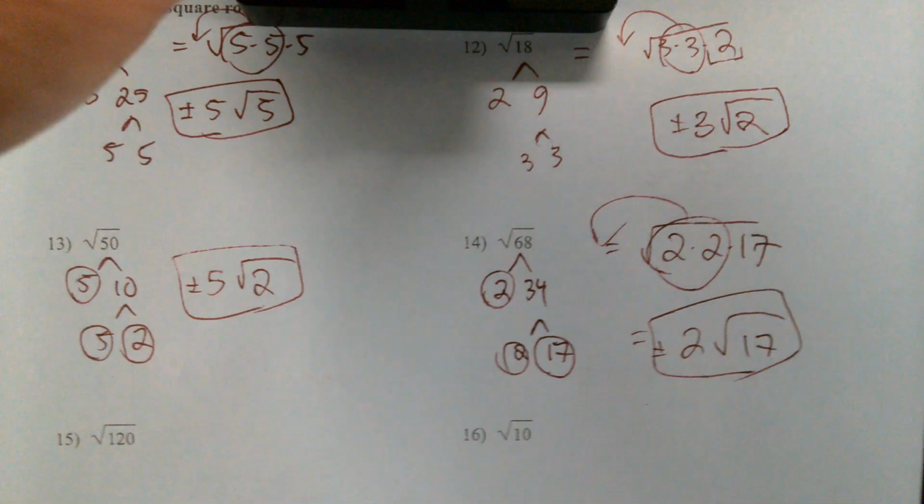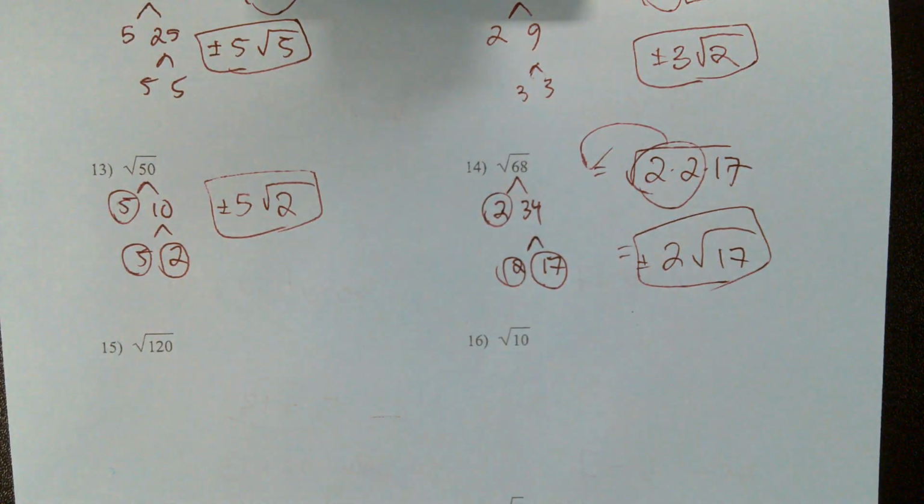Now sometimes it looks a little weird when we have a larger number stuck inside our square root, but that's totally fine. We can't split up 17 any more than we already have. So that's just going to be our answer. Plus or minus 2 times the square root of 17. What questions can I answer up to this point? We only got a couple left.